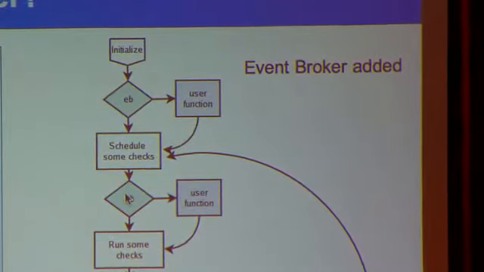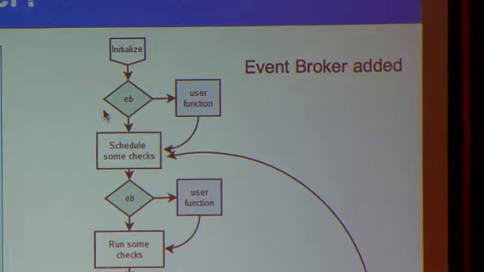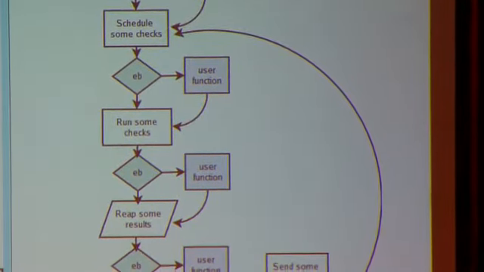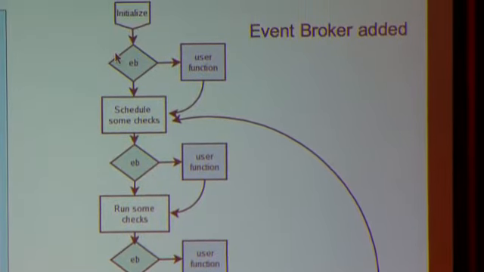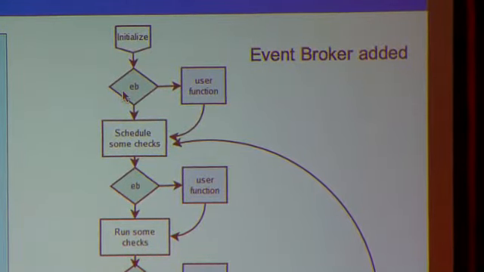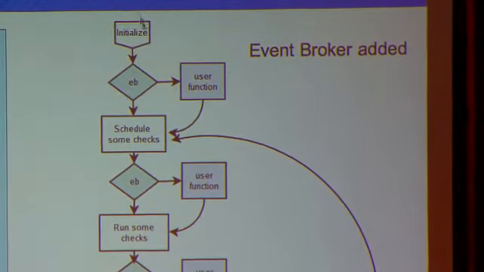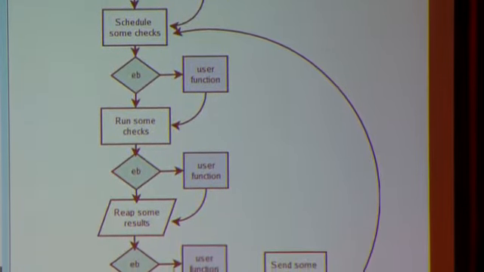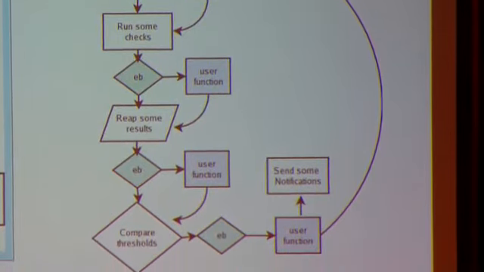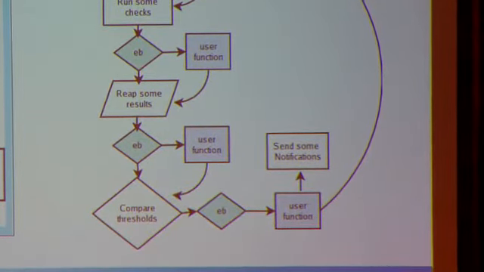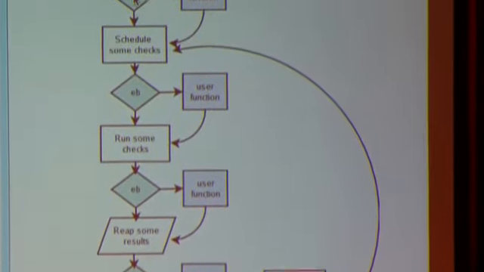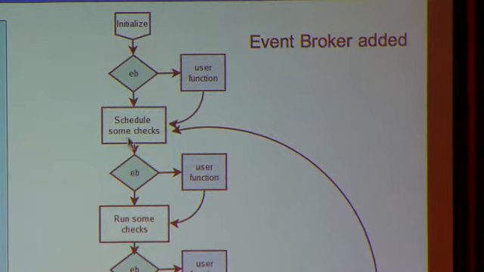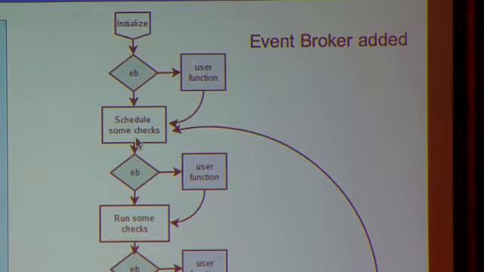But that's sort of Nagios, kind of. Over here we see the event brokerized version of this gross oversimplification. So pretty much every time we do something in Nagios, we're preempted by the event broker. So when Nagios gets ready to, and there should be one up here for initialize, because even during initialization you can do stuff before Nagios has even read in its configuration. But before we schedule some checks, the event broker is going to wake up. It's going to look at its struct list for all of the NEB modules that have registered to be interested in type schedule some checks, right?